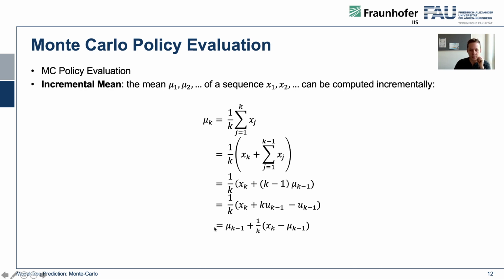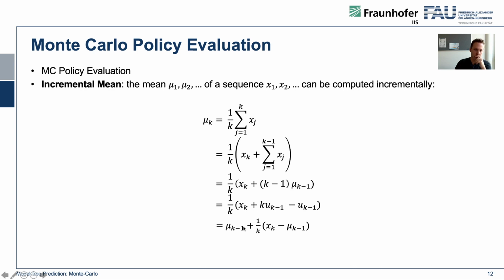It is sufficient to just store the current mean and the visitation counter. If you have both of these, you can update the new mean in terms of the old mean and the visitation counter. This is just a reformulation: the current mean is basically the old mean plus 1 over k times the current value minus the old mean.